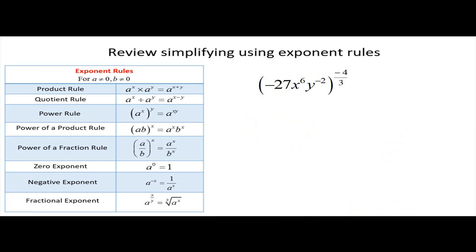Okay, let's take a look at this second example here. So similar to the first one, this exponent on the outside here is still negative. So we'll worry about that later though. We'll make it positive later. So the first thing, I'll distribute this exponent to all the terms inside the parentheses. So that'll leave me with negative 27 to the negative 4 over 3 power. And then x, when I multiply 6 times negative 4 over 3, right? So I'm multiplying 6 times negative 4 over 3. And then I also have y to the negative 2 times negative 4 over 3.